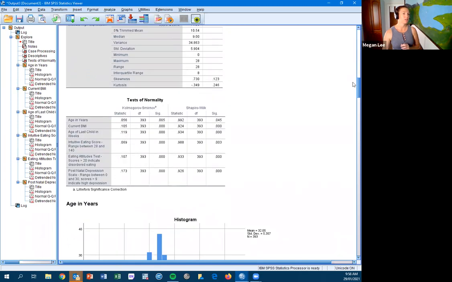So these are our tests of normality. Our Shapiro-Wilks, now I can never say it, Kolmogorov-Smirnov. Reminds me of vodka for some reason.